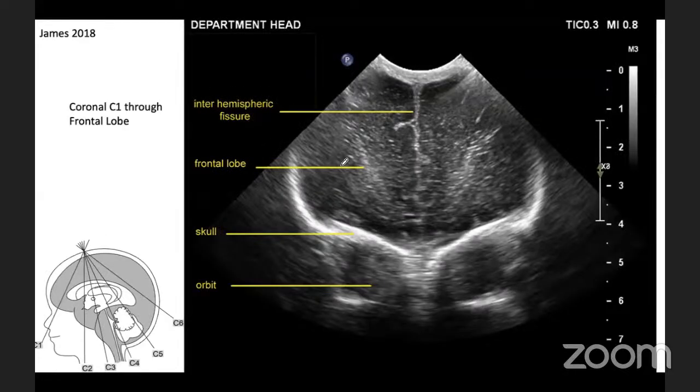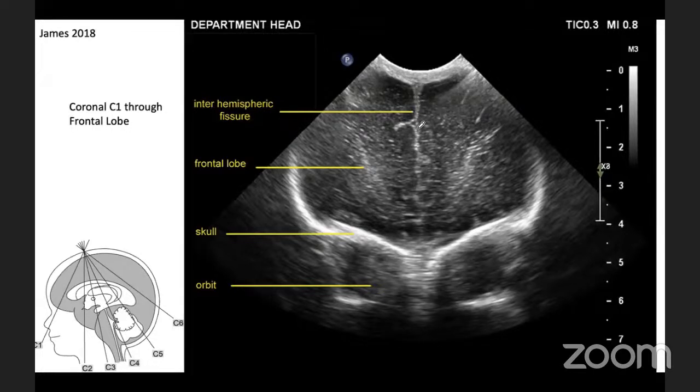So let's go one by one to understand the anatomy more easily. As I said, this is C1 through the frontal lobe. It will show, and the probe is here, right side is here. The right side of the baby, if you remember, is represented on the left side. So which structure will you find when you cut in the C1?